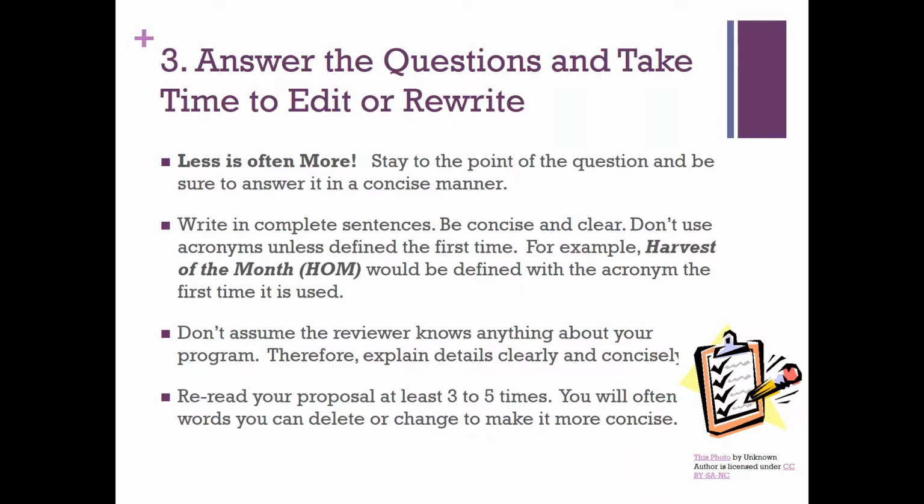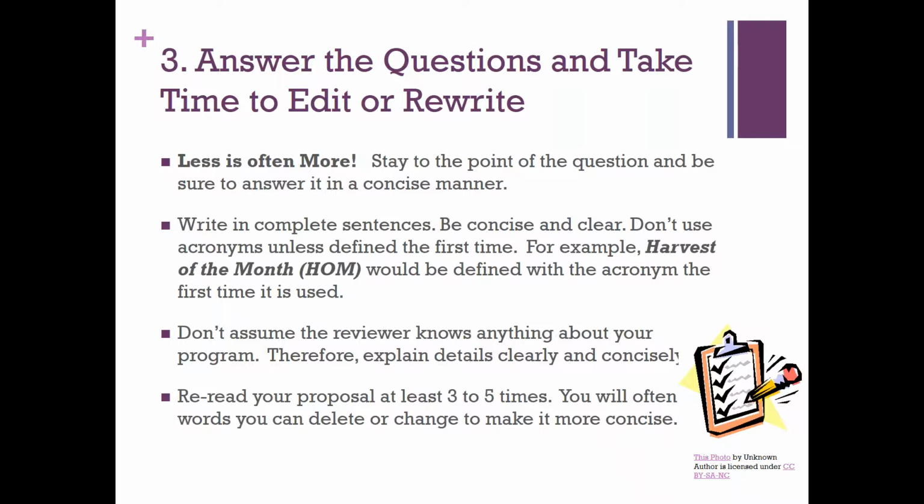Less is often more, if you've heard that term. If you focus on answering the questions, and you answer them clearly and concisely, the reviewer will understand what you are asking for and how you will carry out your plan. Write in complete sentences. That's very important. And don't use acronyms unless you define them the first time they are used in the proposal.